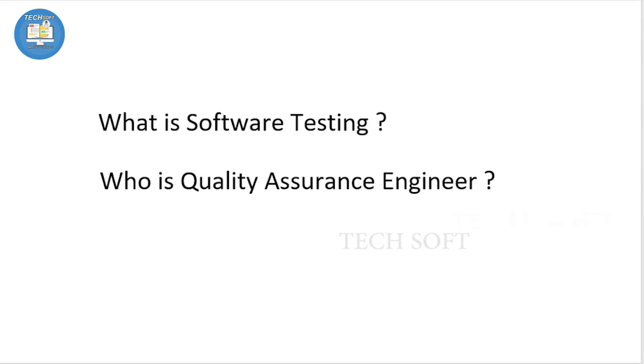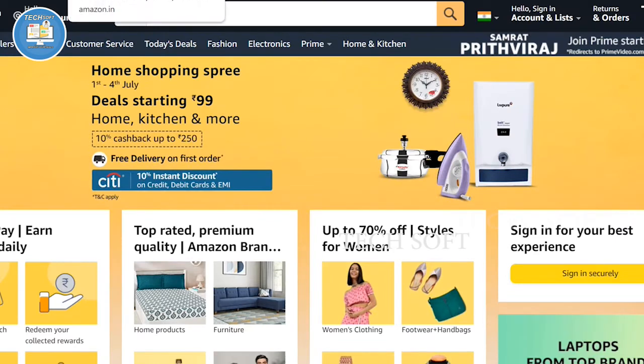So let's start with the first question. What is software testing? Software testing is a way we test an application. It can be a web application like Amazon.in. So we have this Amazon website, right, which is a web application. And software testing doesn't mean we test only web applications.